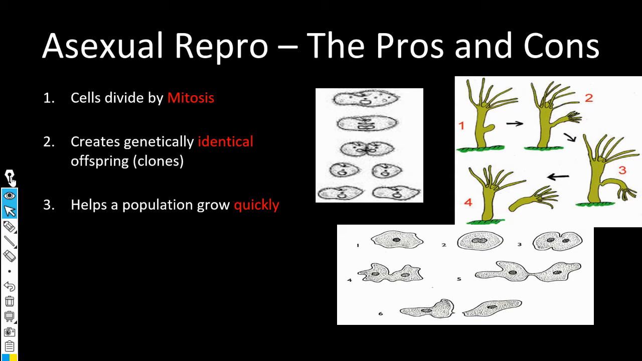One of the pros is that it does help a population grow quickly. So exponential growth occurs with asexual processes, and that is where one cell divides to make two, and two divide to make four, and you very quickly get that exponential growth, which coincides with that J-shaped curve that you guys saw in our ecology unit.